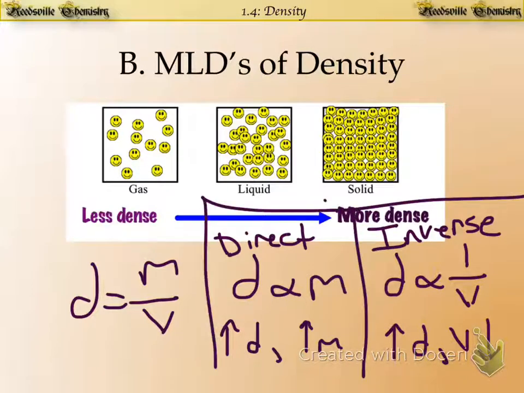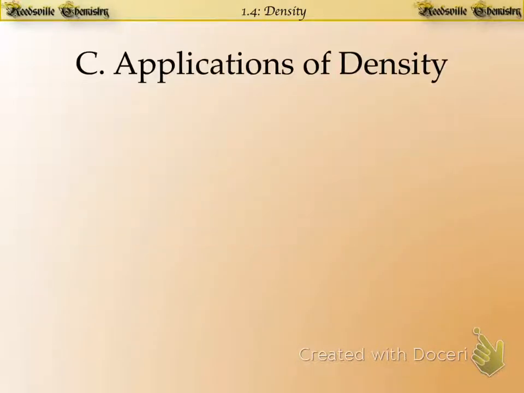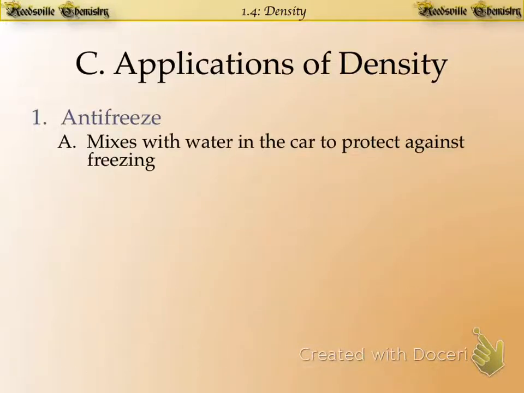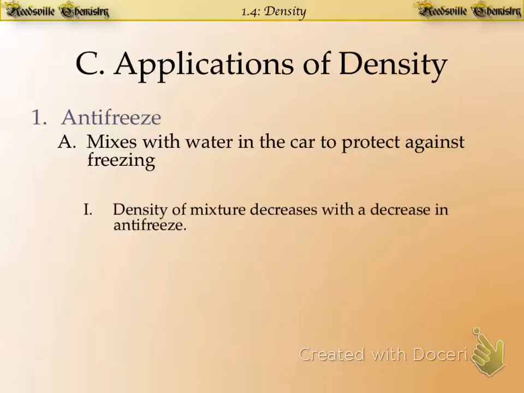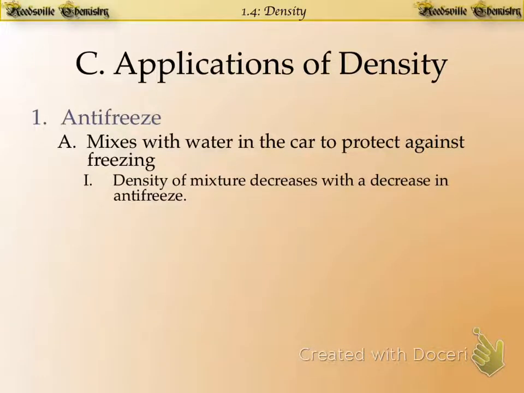Okay? Great. So lastly, I'm just going to give you a couple applications of density. Where do we use this in real life? The first one is antifreeze. You all have antifreeze in your vehicles that you drive, especially with the conditions that we're facing this winter. Antifreeze works by mixing with the water in the car to protect it against freezing. That's what it does in the winter, at least. The density of a mixture of antifreeze and water actually decreases with a decrease in antifreeze. So if you lose antifreeze, the density of that solution that you've got inside of your engine is going to decrease.